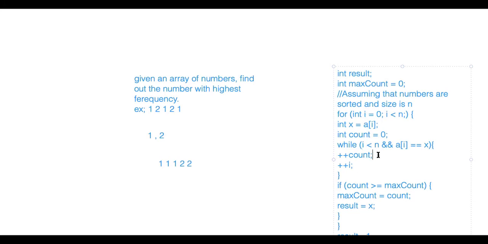At any given point we will only traverse one element of the array only once. It means we will traverse all the n elements of the array only once, which means the complexity will be O of n. So earlier we thought about O of n square. Now we are able to solve the problem with O of n if it's a sorted array.